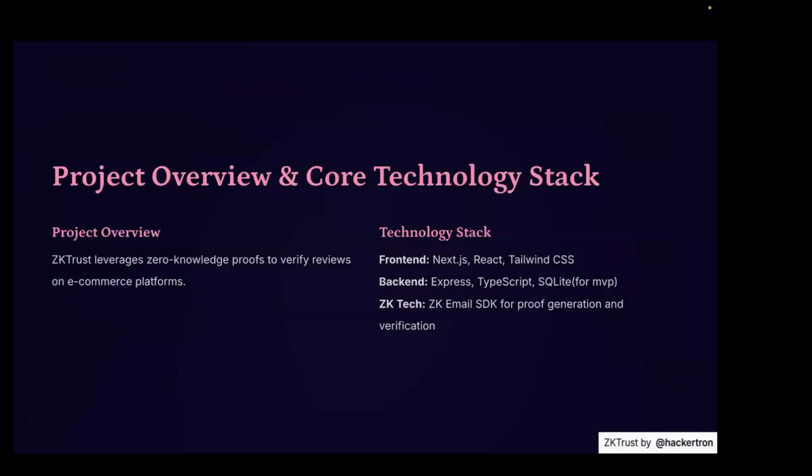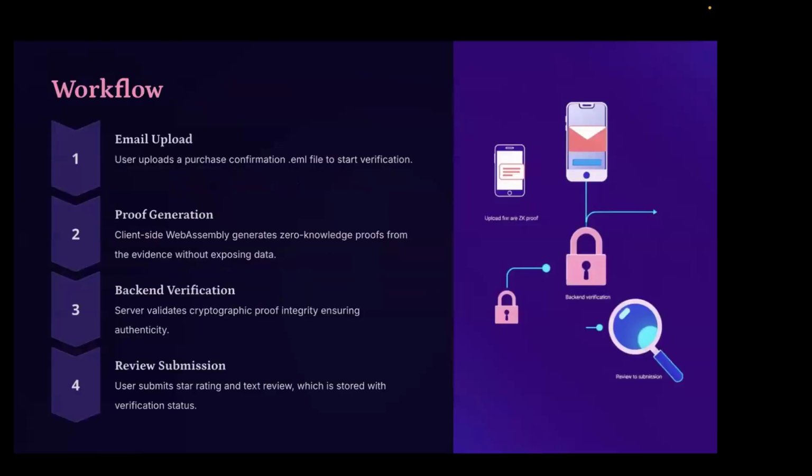The project overview is just providing zero knowledge proofs to verify the user's claim, and then they can submit the review. So the workflow is pretty simple. You upload an email receipt, you generate a proof, and then there's a backend verification, and then you do the review submission. I can show you the demo quickly.